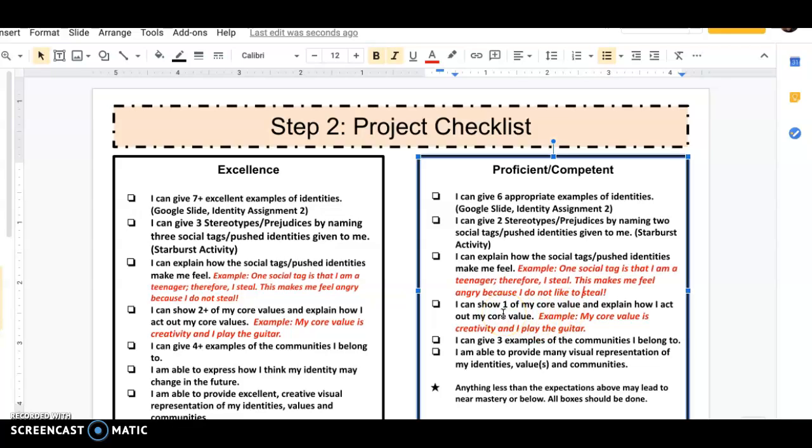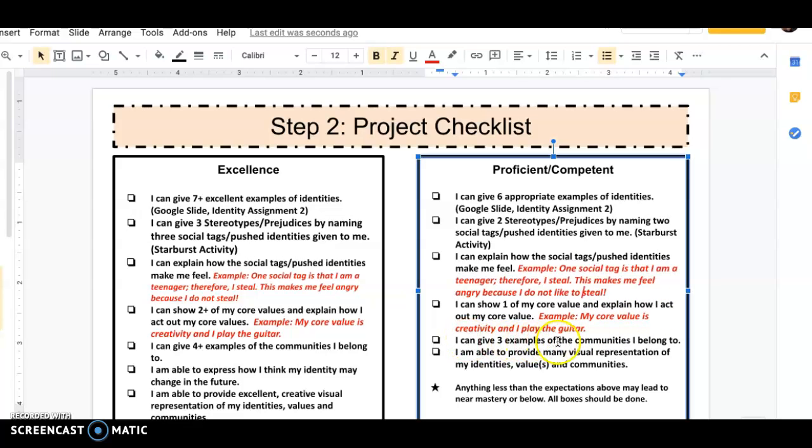Also, what is a core value that's inside of you that influences your behavior? Mine's tolerance. I'm always trying to think of ways to be inclusive in my teaching, in my relationships with friendships. One core value that many students put on their slide presentation was creativity. So this would be how you would explain that. My core value is creativity and I play the guitar. I want to know how you act out on that core value.